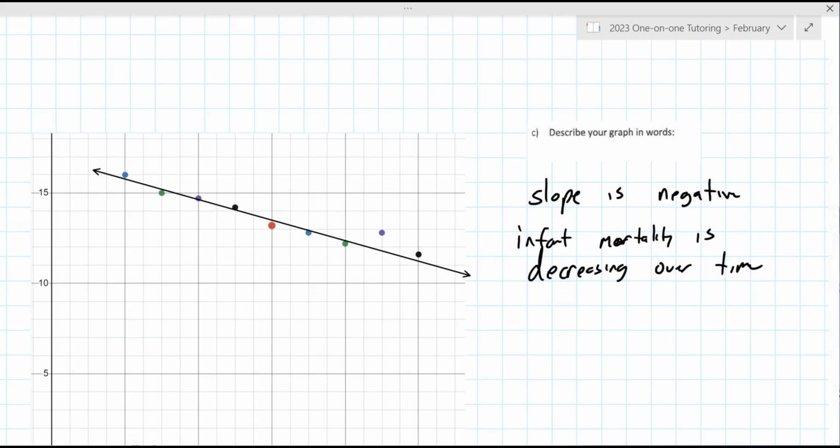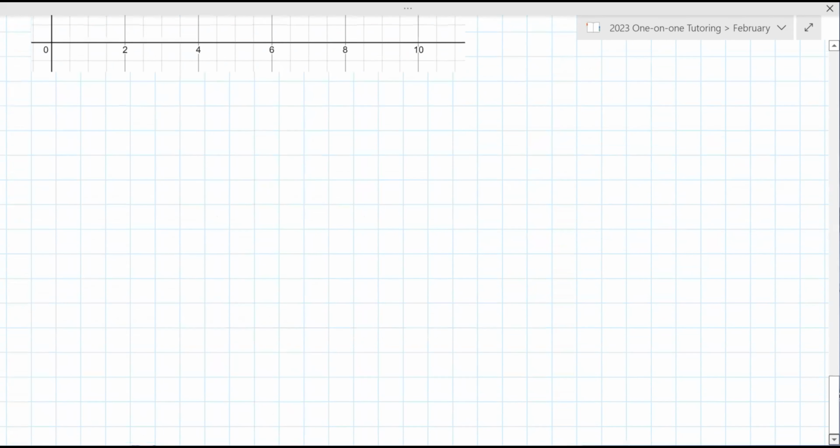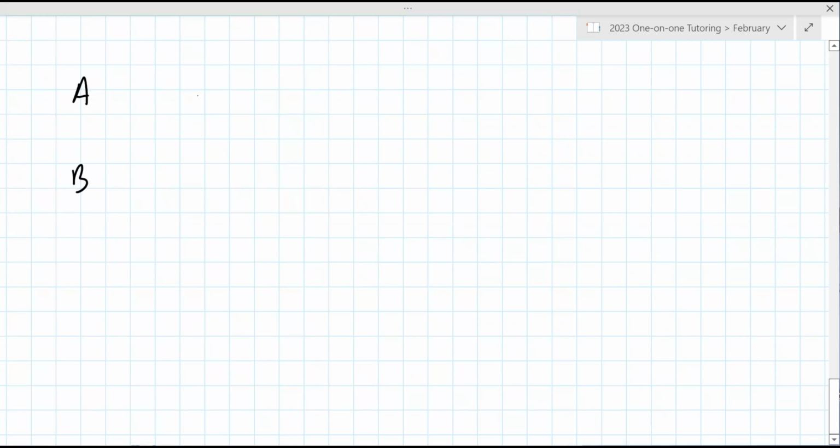They want you to pick 2 points. Let me go back and look at the table and see if I can pick 2 nice ones that will work for us. Let's see, 2.2 divided by 4, 2.8 divided by 5, 3.4 divided by. Okay, so let's use the following points for A and B. Let's go 3, 15, and then 5, 12.2. Okay, so that's part D.